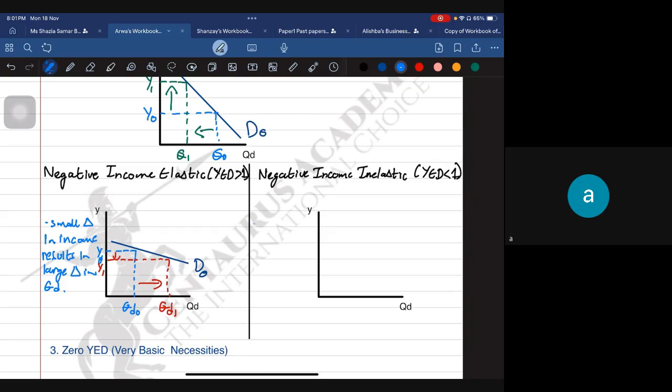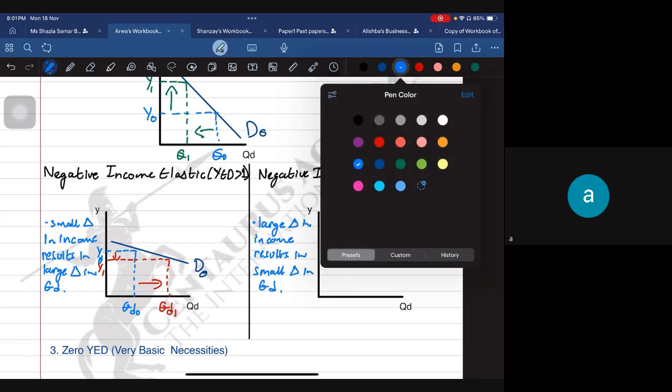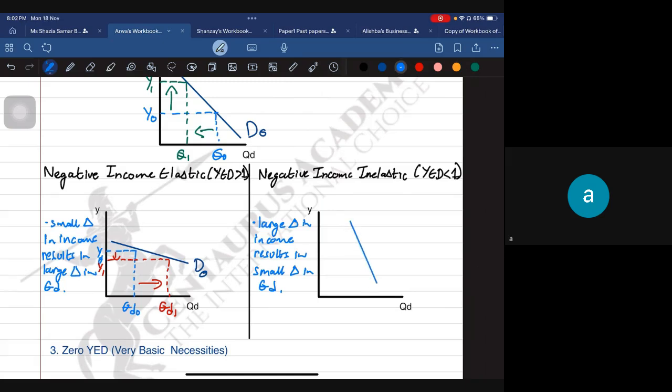Whereas the other side, the exact opposite. A large change in income results in a small change in quantity demanded. Okay, fine. So this is going to be more like this. A large change, yeah, it would be like this. So if this is your income and quantity demanded, and your income has fallen, quantity demanded has increased, but by a very small amount. I get that.